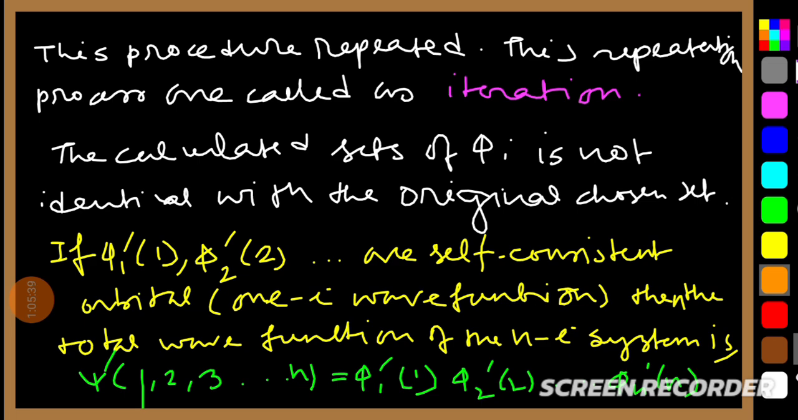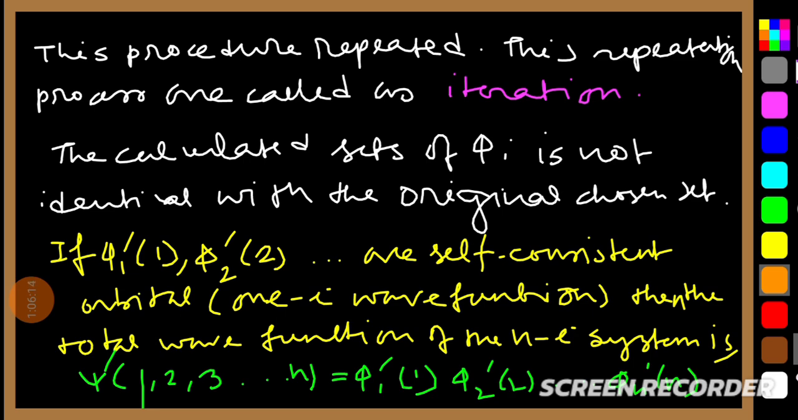So this process is repeated, and this repetition process is called iteration. This procedure which has to be repeated and repeated again is called iteration. So the calculated set of phi i is not identical with the original chosen set. That means whatever you choose and the rest part are never identical. Right? The calculation of what you chose and the calculation of the others are not the same.